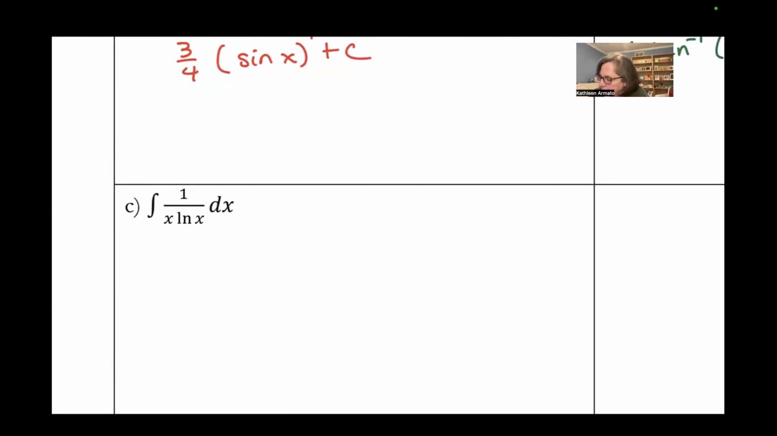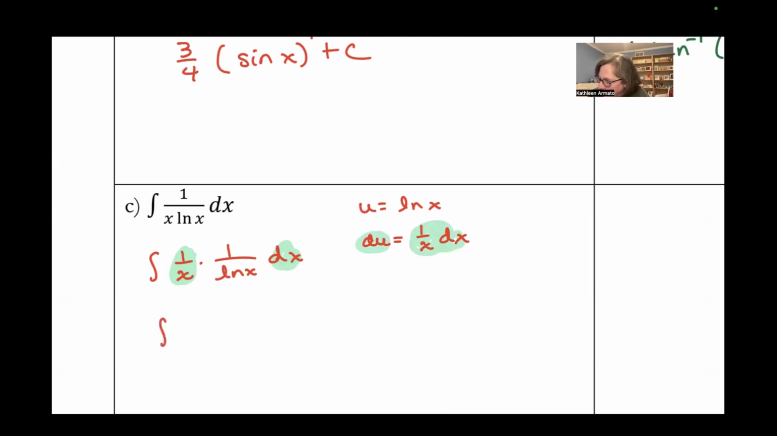All right. What we need to notice here is that natural log of x, its derivative is 1 over x. So if I thought about this as a fraction, I can break it up like that. If I let u equal natural log of x, then du is 1 over x dx. So this 1 over x dx becomes du, and natural log of x gets replaced with u.